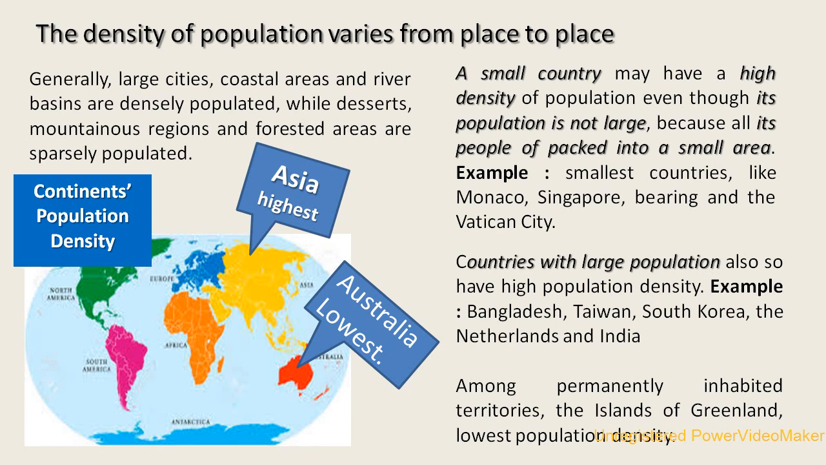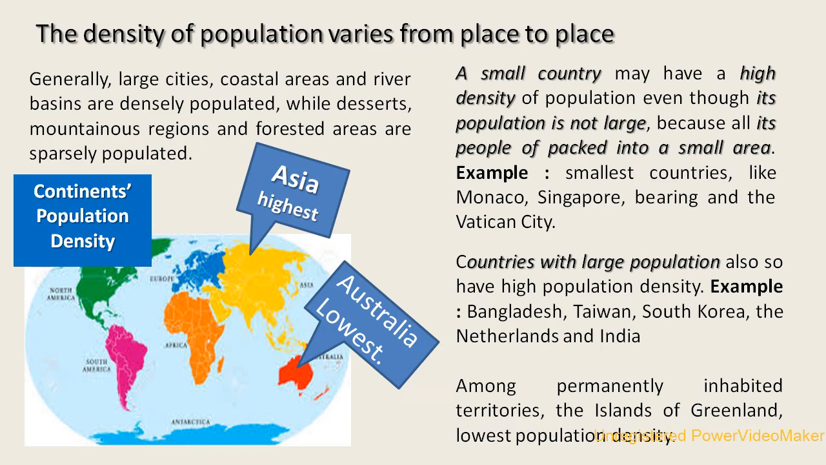Here, just below, you can find one picture showing continents' population density. The highest population density is shown in Asia, in yellow color, and in red color you can see the continent Australia, which is rated low. So Australia has the lowest population density and Asia has the highest population density.